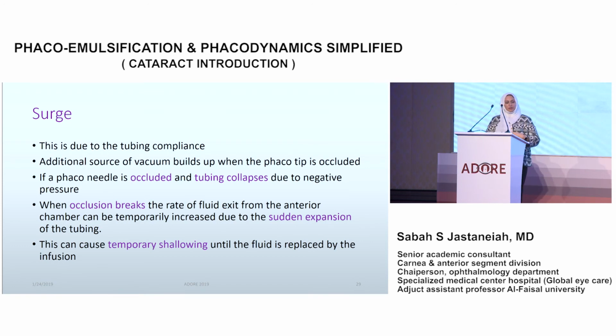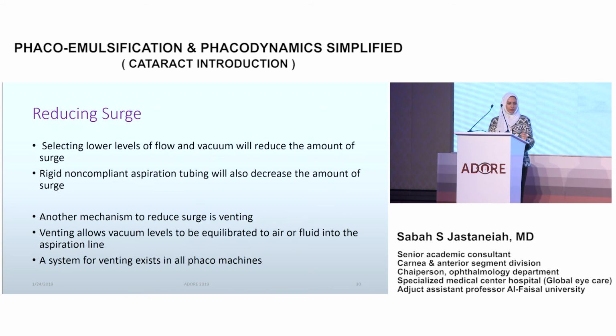Surge is a term you will hear a lot, and it is basically due to something called tubing compliance. An additional source of vacuum builds up when the phaco tip is occluded. If the phaco needle is occluded, the tubes collapse with the negative pressure, and once the occlusion breaks, everything comes out of the eye. It causes sudden expansion of the tubing, and hence collapse of the anterior chamber and temporary shallowing. Of course, this is very dangerous and can cause posterior capsular rupture and corneal trauma.